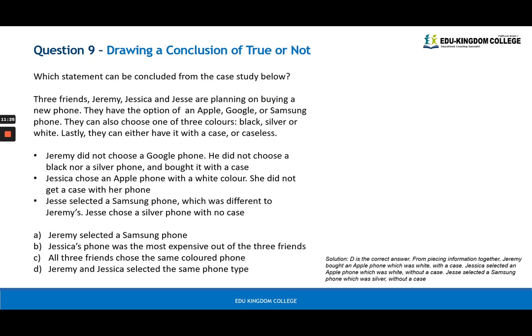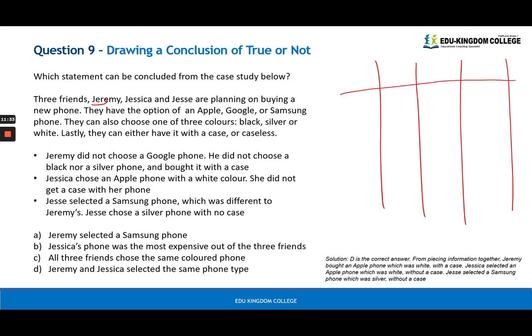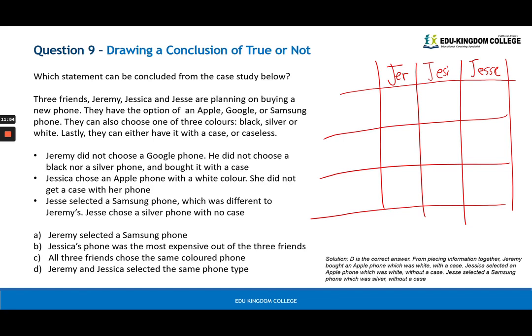Okay, 9. So again, we are going to tabulate this information. We have 3 friends, Jeremy, Jessica, and Jessie. Notice how the names are very similar, so you have to be careful, okay? Jeremy, Jessica, and Jessie. So we have how many things that we are doing? So 3. Okay, so case, yes, no, model, right, and color.